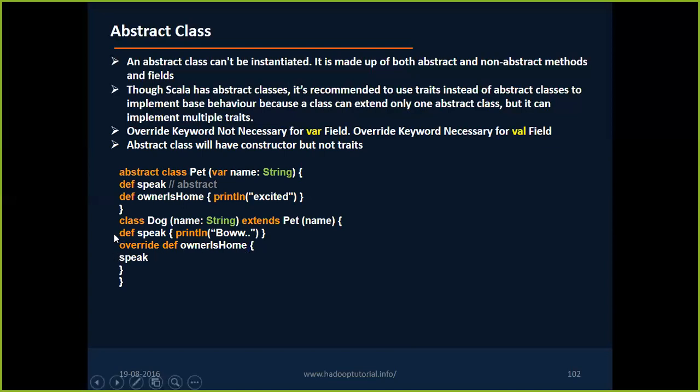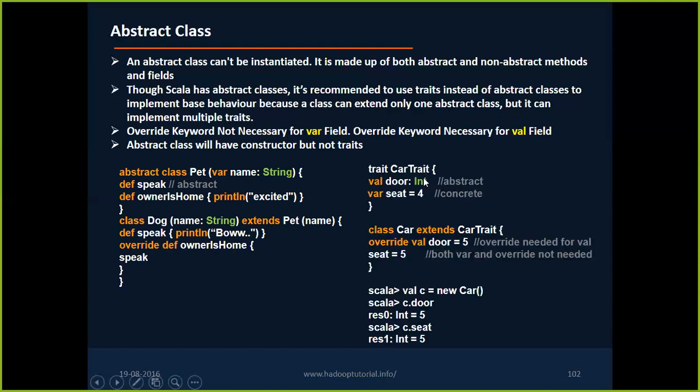So here you're able to provide the implementation for speak and override the def owner is home. Similarly, if you have a trait or abstract class with a val or var, overriding them follows the same concept as inheritance. If it is a val in your subclass, you have to give override val. If it is a var, just start using them, var field equal to your new value.